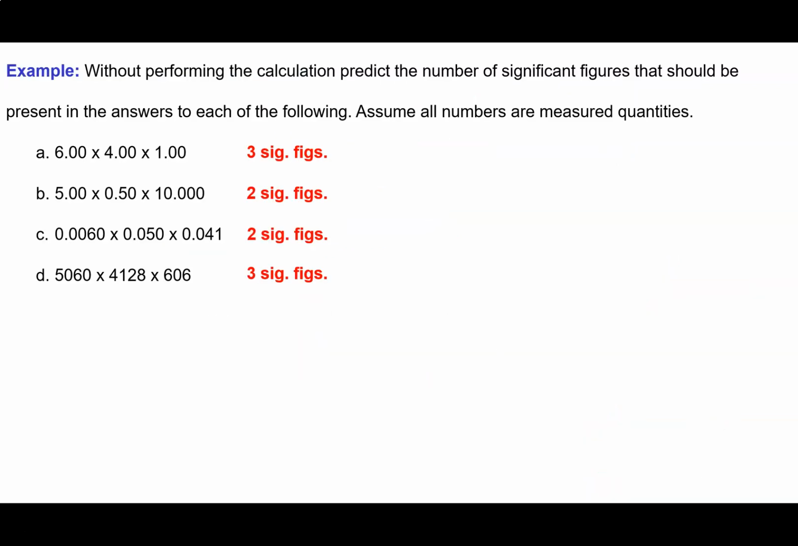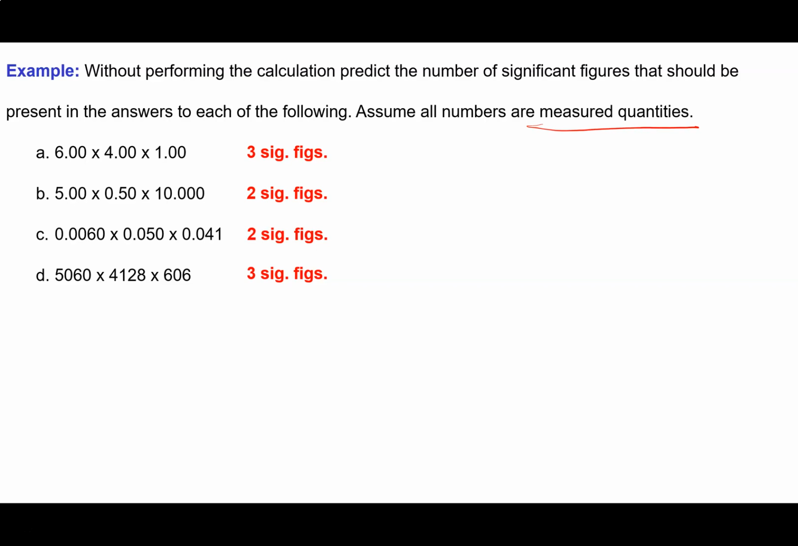Okay, so let's have a look at this. It says, without performing the calculation, predict the number of significant figures that should be present in the answers to each of the following. Assume all numbers are measured quantities. That's going to become important later on. Measured quantities is just a way of saying they're not exact. These numbers have uncertainty associated with them.